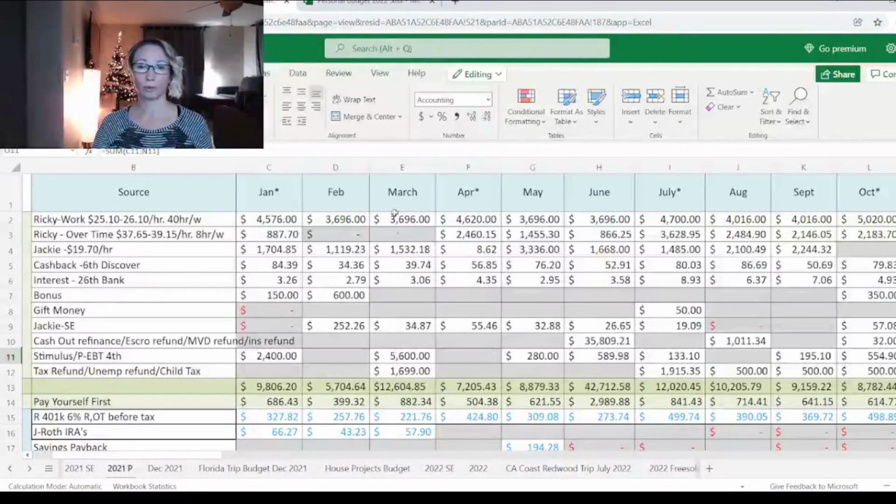And then the last one, tax refund, unemployment. So the tax refund we got in March was $1,699. Then they passed the law and they decided that the unemployment was not going to be taxable up to a certain amount.